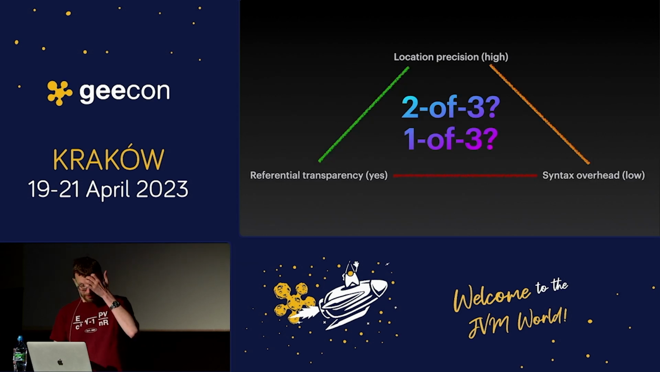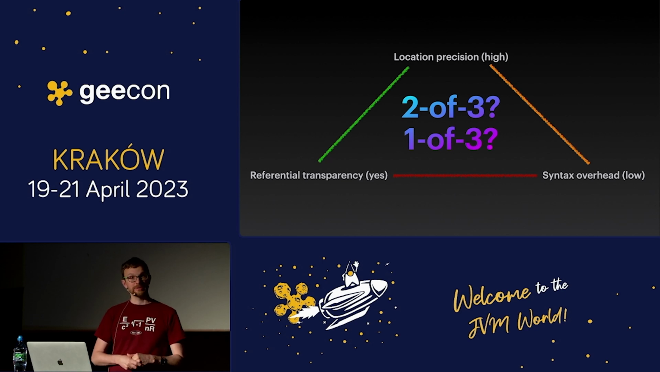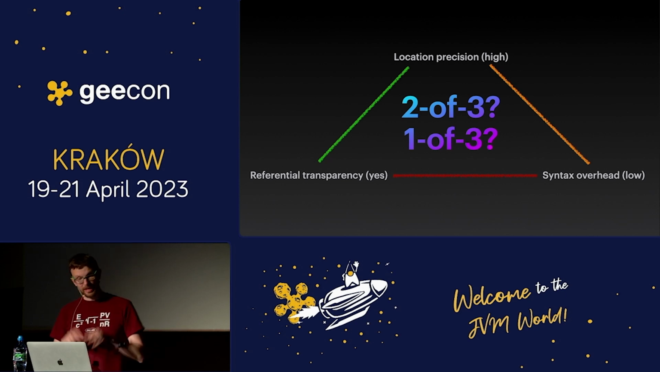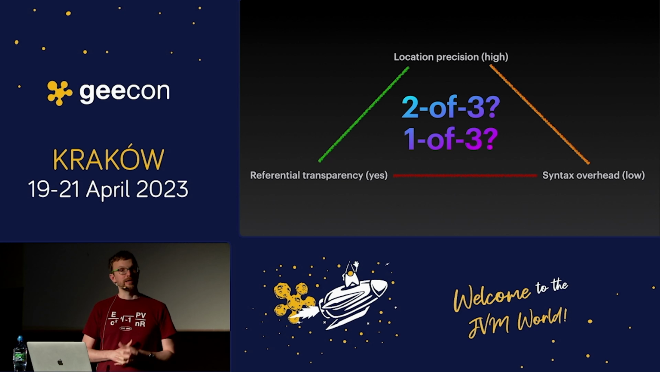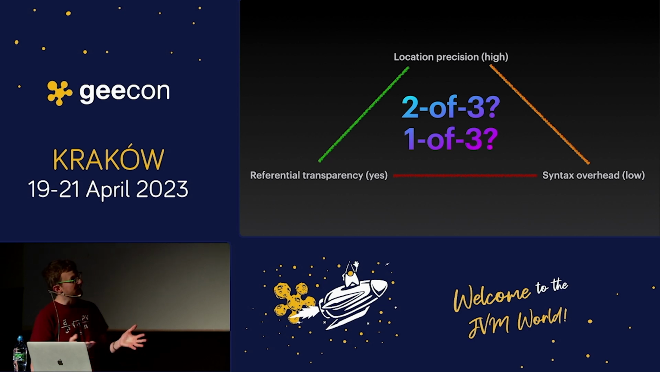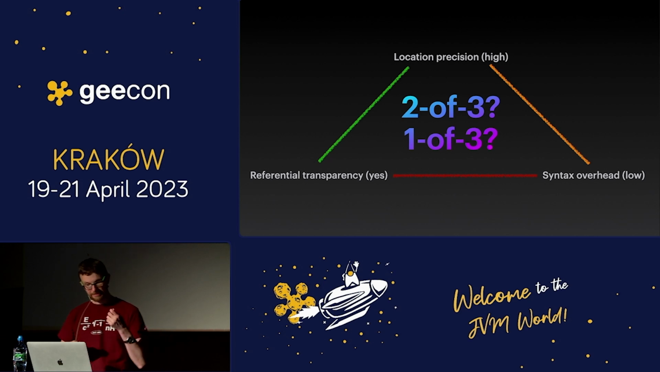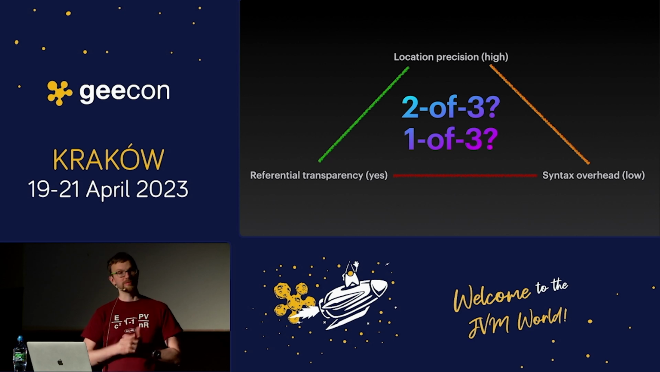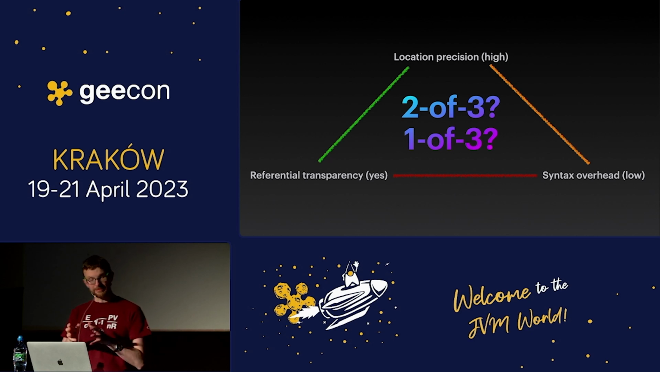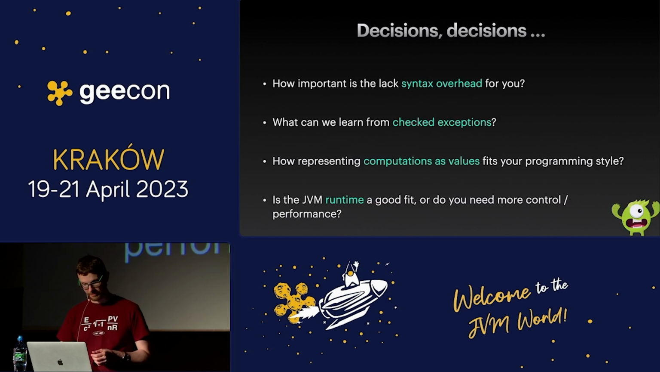So summing up, we have 3 main traits which we would like to have. High location precision, so that we can see where the effects happen, low syntax overhead, and we might also want referential transparency. It seems we can't get all 3, so it might be tempting to say it's 2 out of 3 again. But it's not even that. It's sometimes 1 out of 3, right? It seems not possible to have both referential transparency and low syntax overhead, for example. So some of these combinations are possible, but some seem not possible.